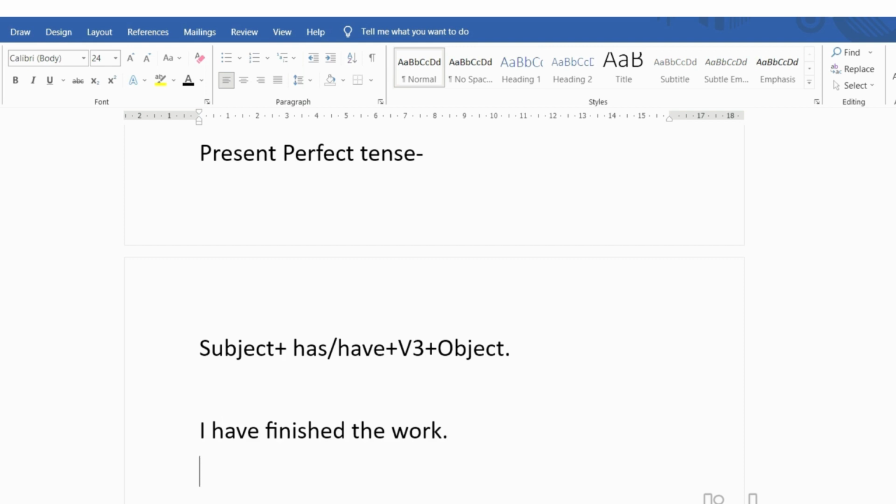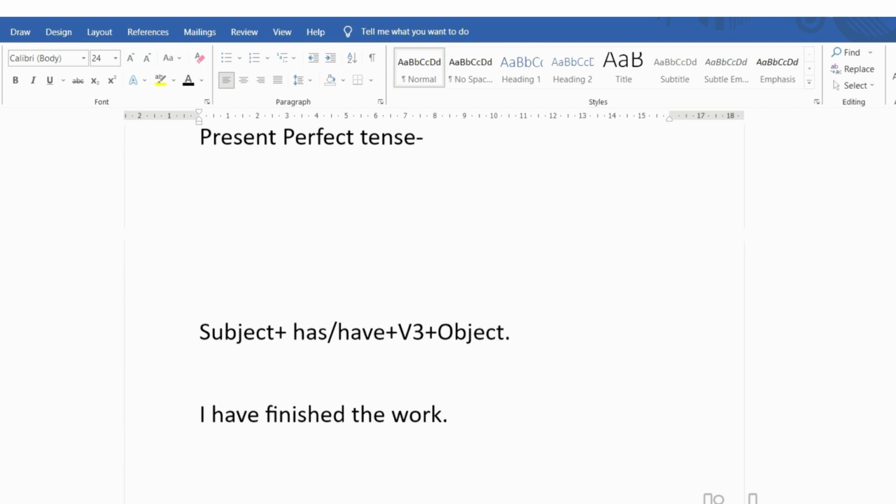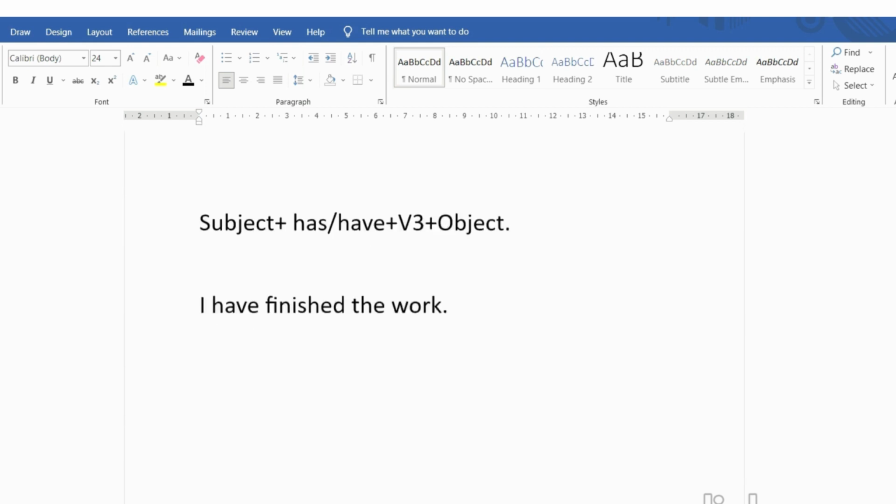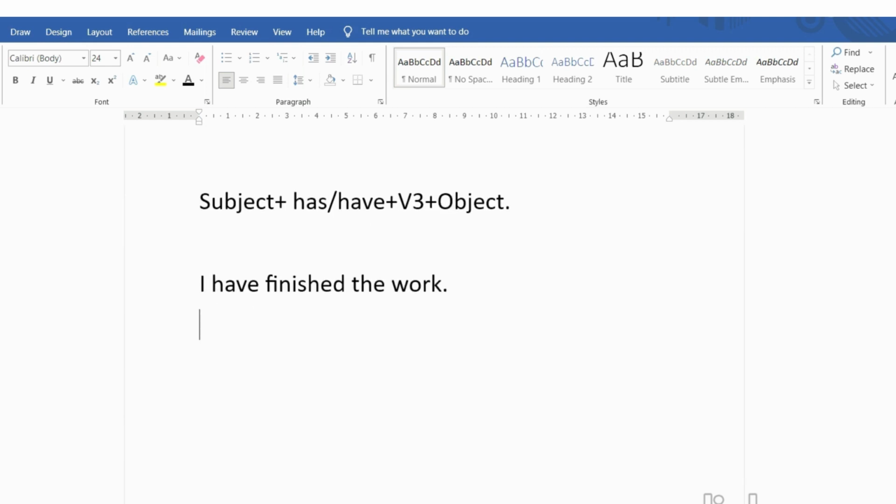Okay? Now, where to use present perfect tense? We use present perfect tense only when I have finished the action just now. Because I have finished the action just now, it cannot be taken as past. Okay? So, that is why we take it in present tense. Because it finished just now. So, I have finished the work.